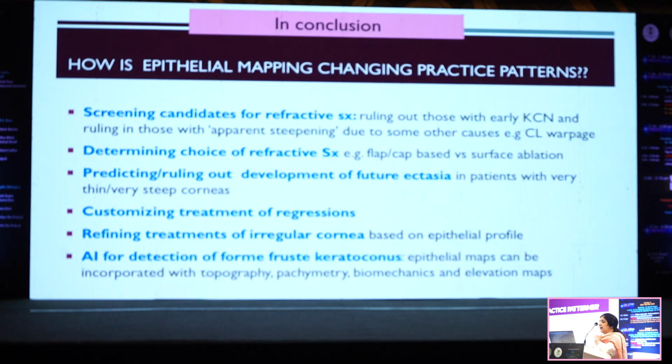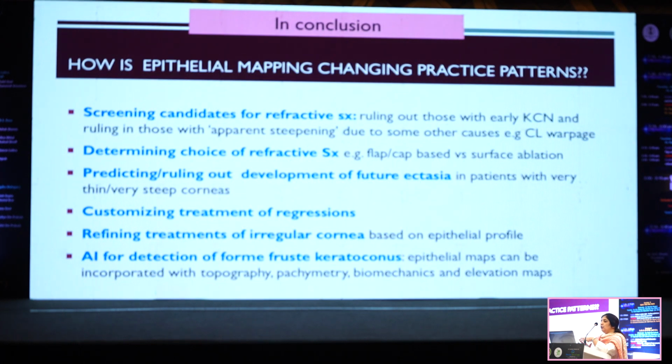And the last is the AI for detection of forms of keratoconus. So at least in my experience, I found that if you can read a tomography scan well, we are able to pick up even forme fruste forms of keratoconus very well. And at least I have not come across any patient where the epithelium was thin and the patient had a keratoconus that we're not usually able to pick up on tomography.